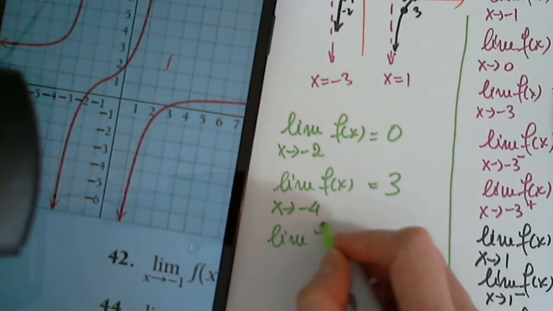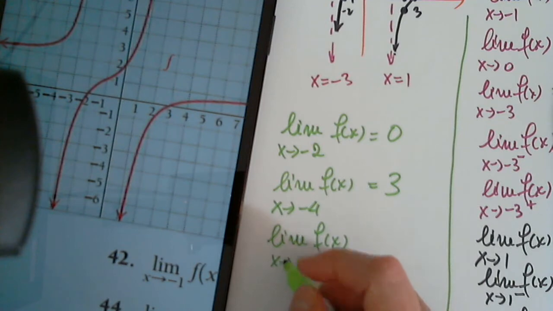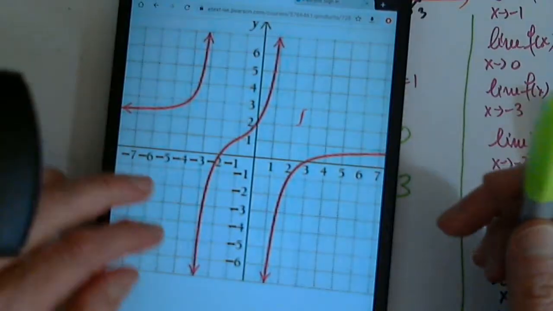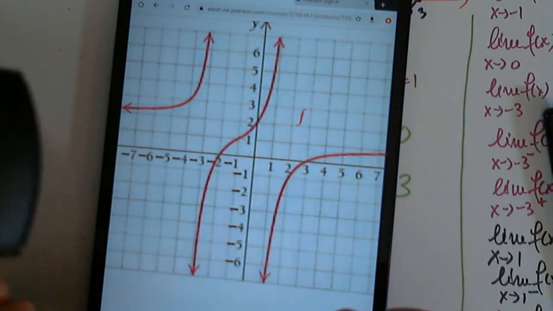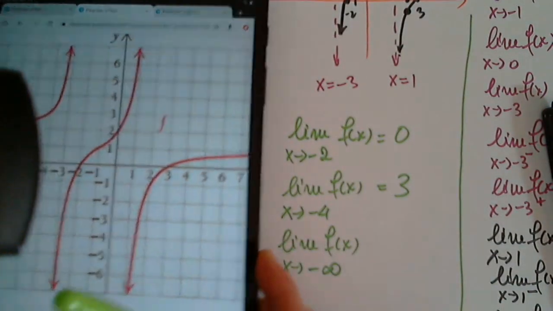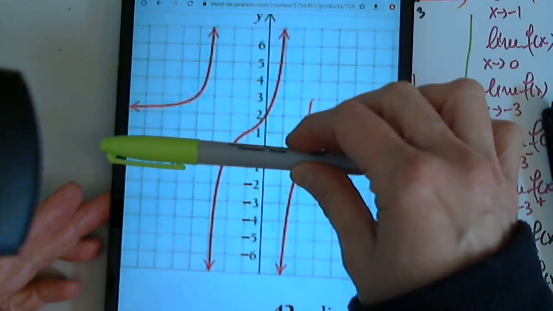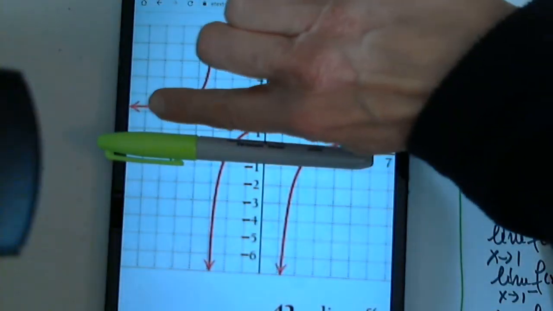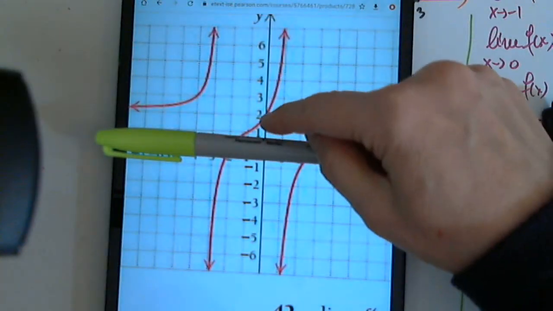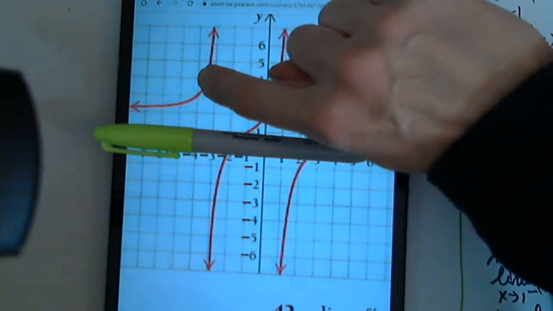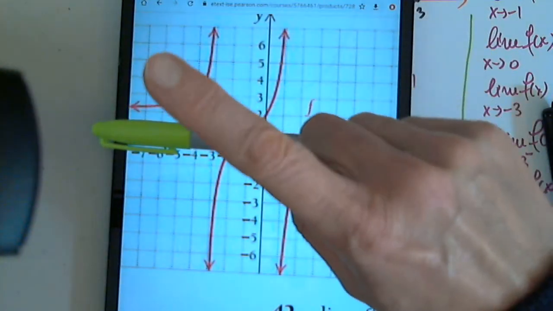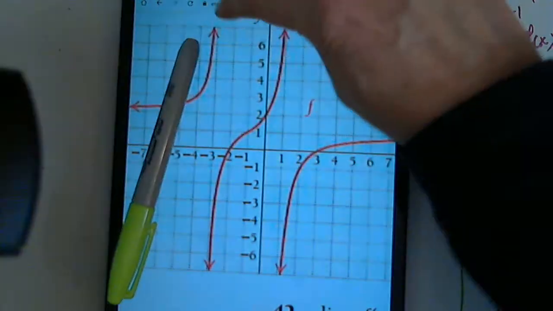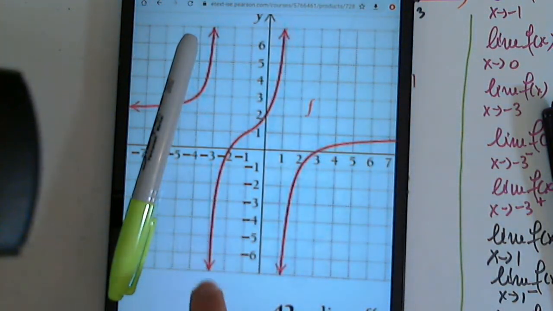Limit of f of x as x approaches negative infinity. As x approaches negative infinity, x goes all the way, where will the function values go? Negative infinity. Function values, we're talking about the height. A negative infinity will go down like this. This is when it goes to negative infinity.